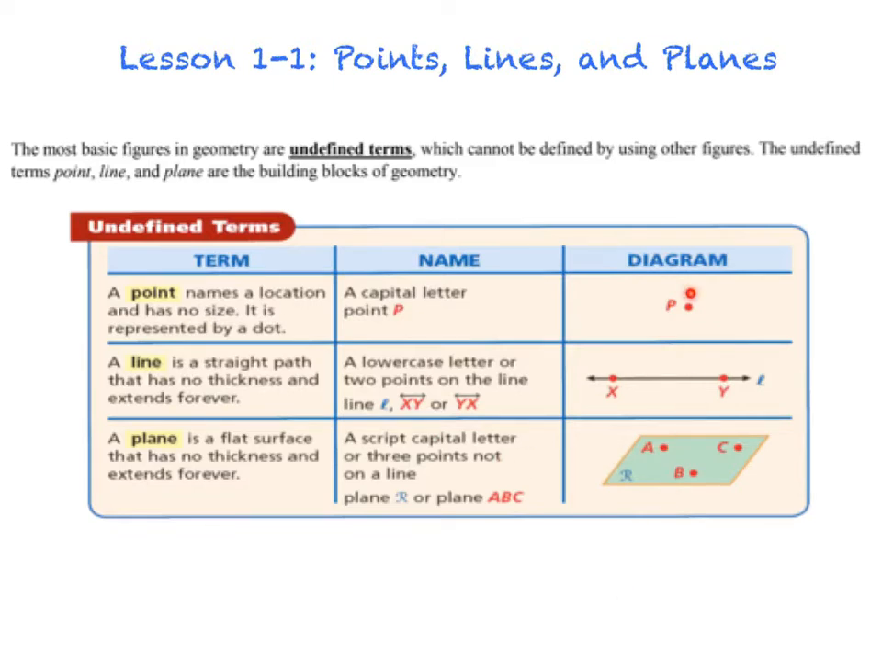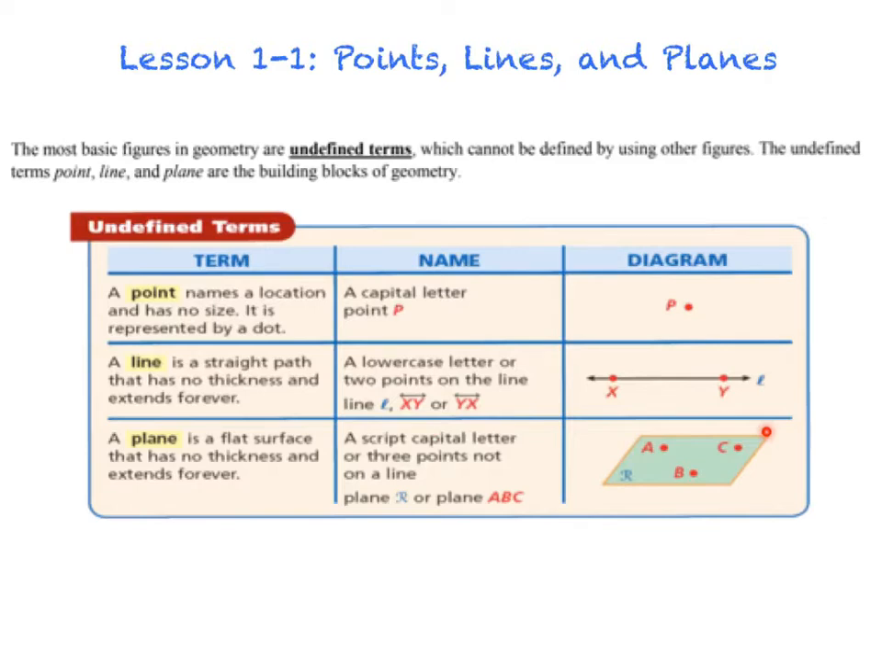Now, the ways we name a plane is either using a script capital letter. So here, you see this script capital letter R, that's not a point, but it's in the plane. We can call this plane R. Or you can name a plane using 3 points on the plane. So A, B, and C are all points that exist on the plane, so I can call this plane ABC.